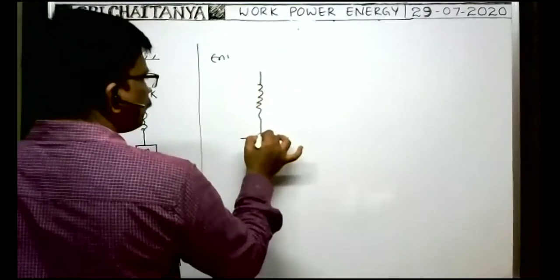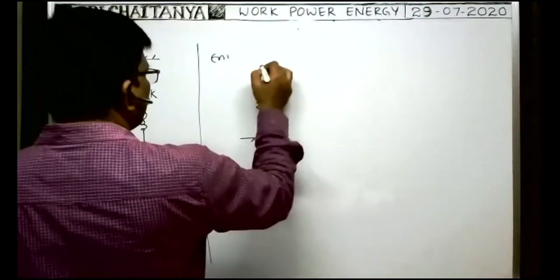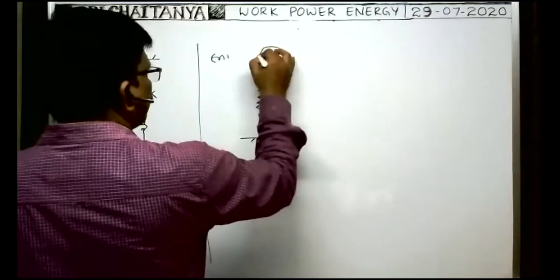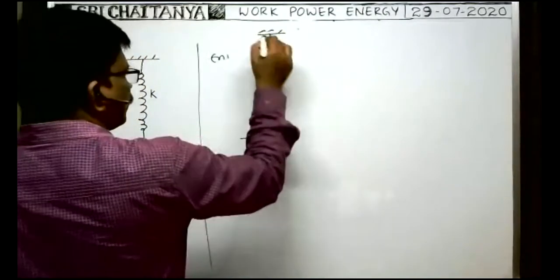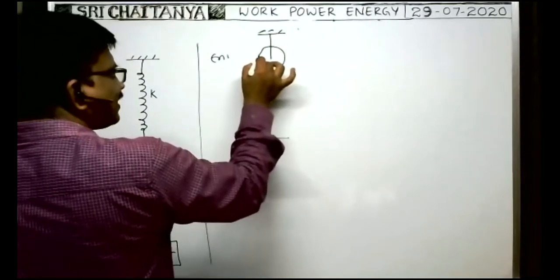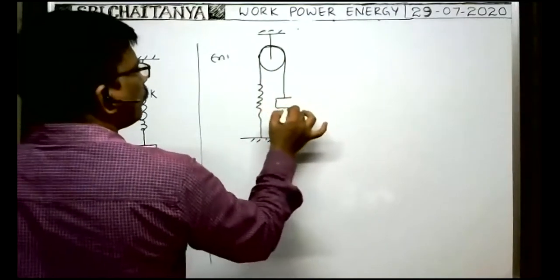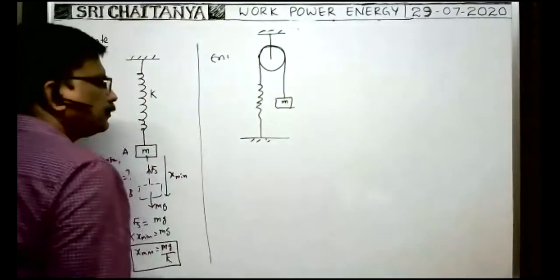The one end of the spring is fixed to the rigid support here, and it is passed over the light frictionless pulley. Here there is a pulley. Pulley is fixed here. One end of the spring is fixed to one end of the string and passed over the pulley, and at the other end of the string, a block of mass M is attached.